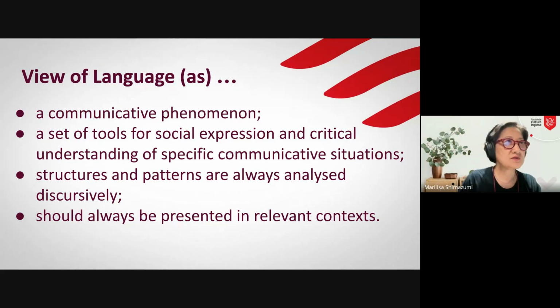Because you will see here, language for us can never happen devoid of context. Language and context, they come together. Language in context within a culture. So language is also structures and patterns that are always analyzed discursively. So grammar patterns, lexical patterns, we have to analyze through a discourse. By discourse, we mean context. So language should always be presented in relevant contexts.